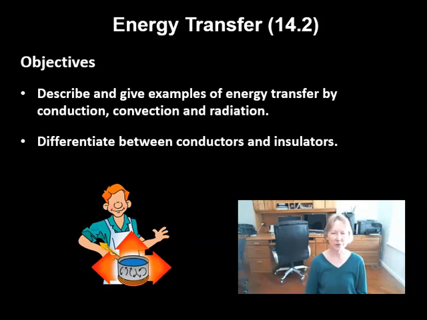So let's look at energy transfer. We're going to describe and give examples of energy transfer by conduction, convection, radiation, and then we'll also look at the difference between thermal conductors as well as thermal insulators.